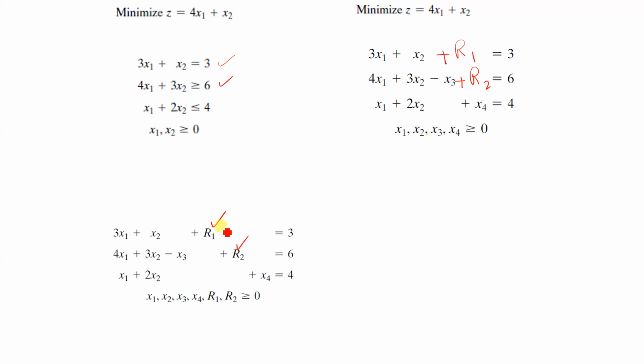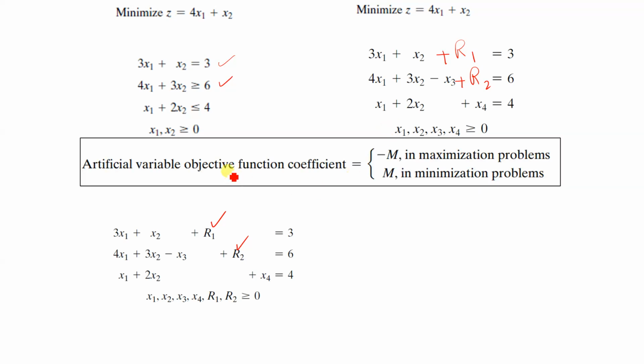Now in order to penalize these artificial variables, we have to modify our objective function too, so that these artificial variables do not affect our actual problem and actual optimal solution. So in order to penalize, if we have a maximization problem, we have to subtract M times sum of artificial variables from actual function. But in case of minimization problem, we have to add M times sum of artificial variables into the original objective function.